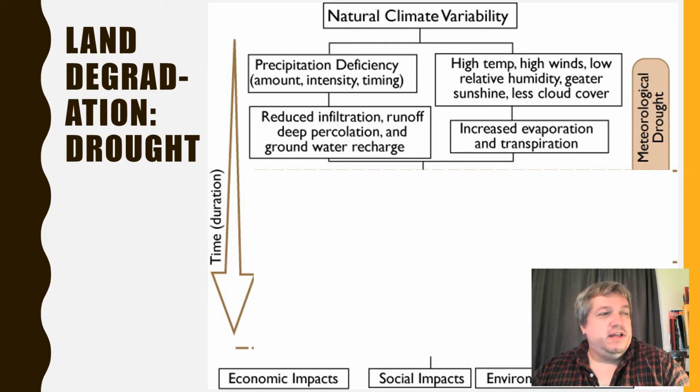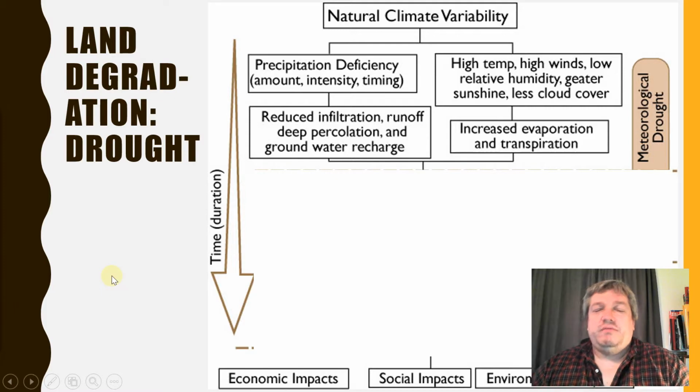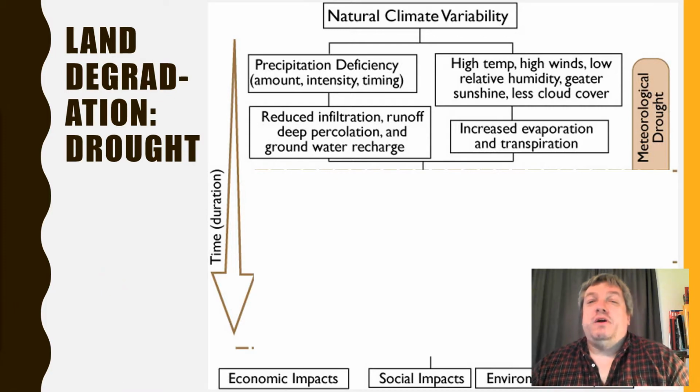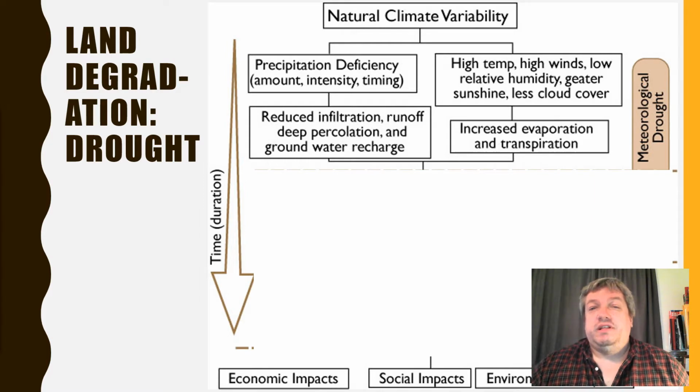Chapter 11, Part 2. So, land degradation. Different things affect it, right? And so, here we're showing land degradation, and in large parts, again, I'm talking about desertification. One of the biggest issues is drought, the lack of water.